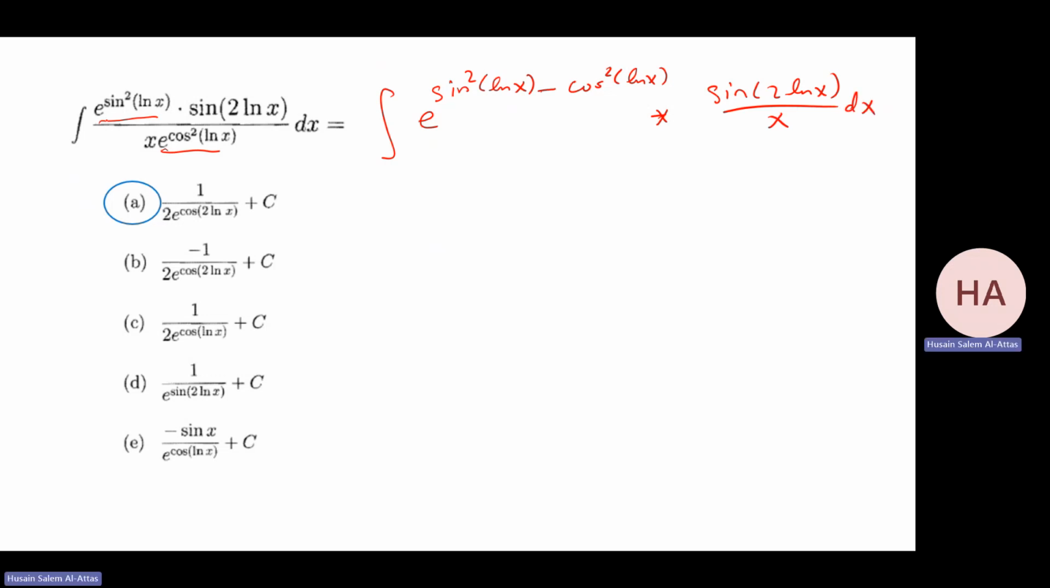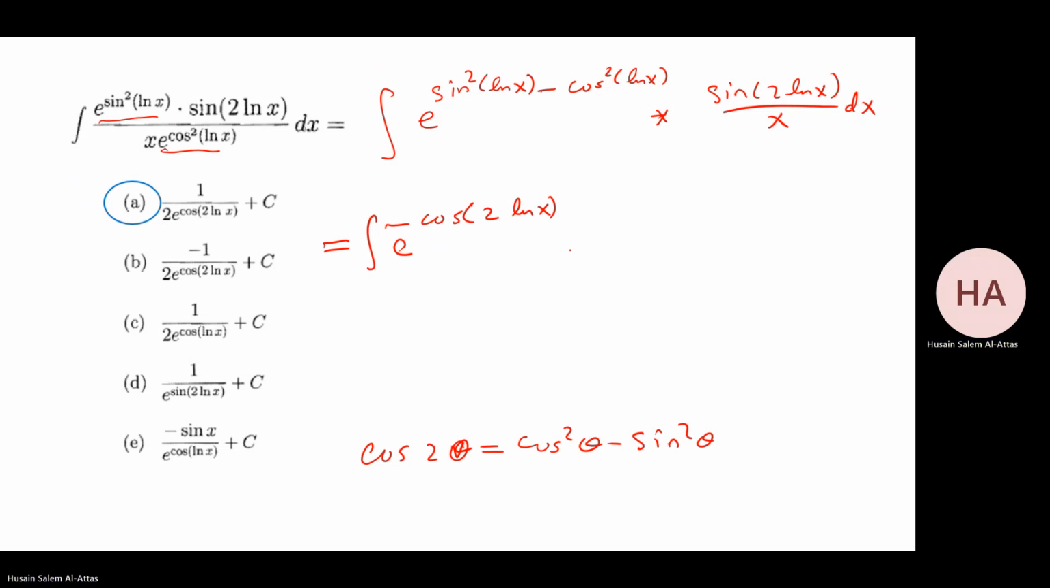Dealing with e to the power something over e to the power something, it will be e to the difference between these two. What is sine square? Don't forget cosine 2 theta is what? Cosine square theta minus sine square theta. I will use this formula. So this one will be e to the minus cosine 2 theta, where theta is ln x in this case. Now it's very clear why I am choosing this.